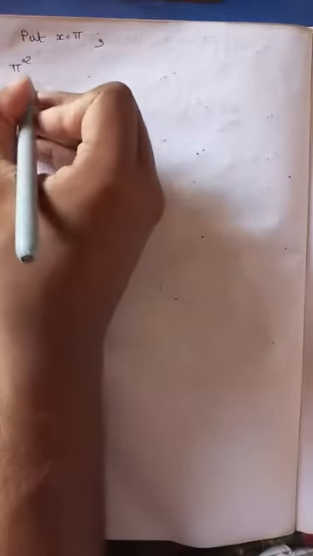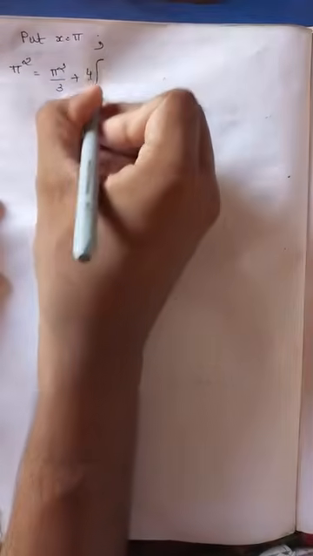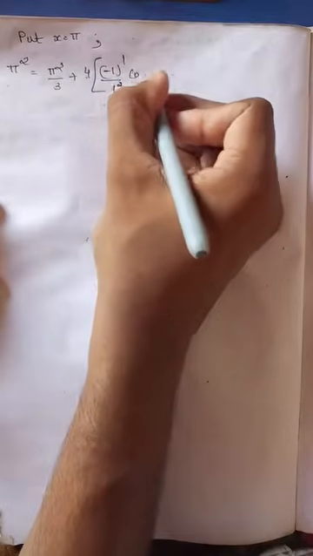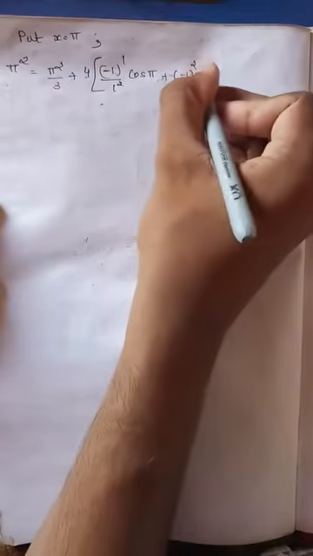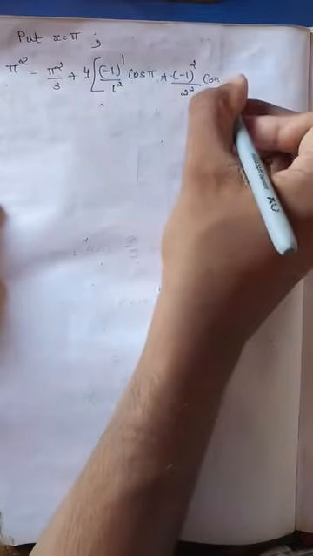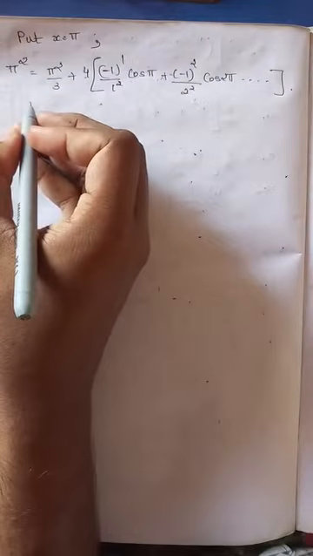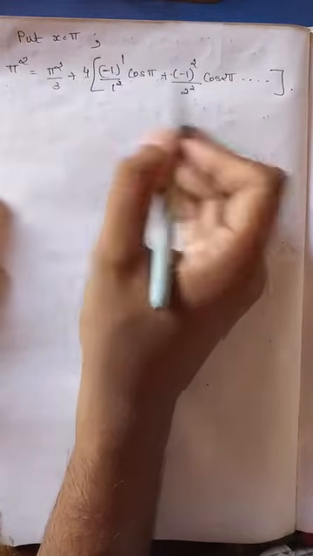In the second case we need to put x equal to pi. So let's substitute x square, so pi square by 3 plus 4, take it out common, minus 1 to the power 1 by 1 square cos x, so cos pi, plus minus 1 to the power 2 by 2 square cos 2 pi, this goes on. So the value of cos pi is minus 1. So substitute it.